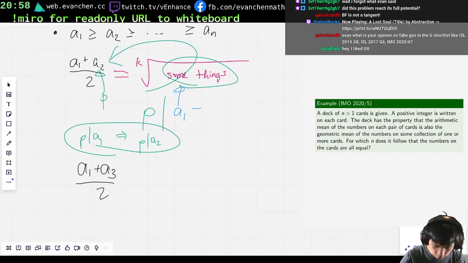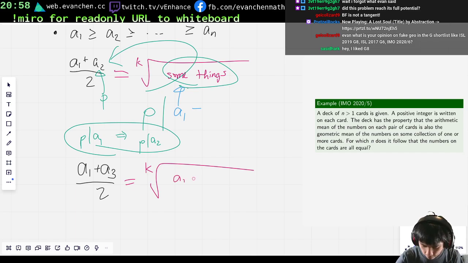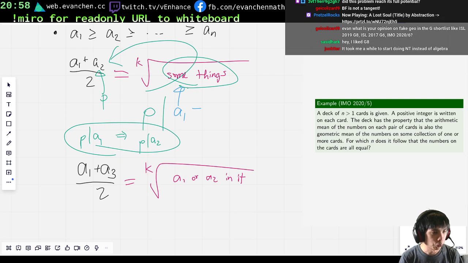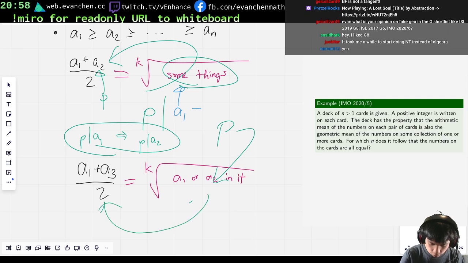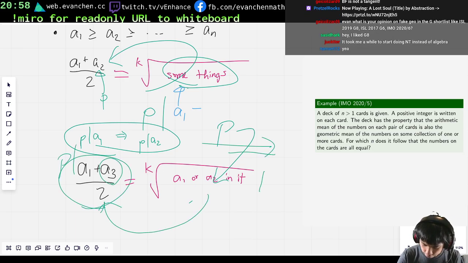And this thing better have A1 or A2 in it. So whatever prime I had that divides A1 and A2, this prime P is in here as well. And so P divides this whole thing, but P divides A1, so you get A3. So P divides A3. And now, well, if it works once, do it again.